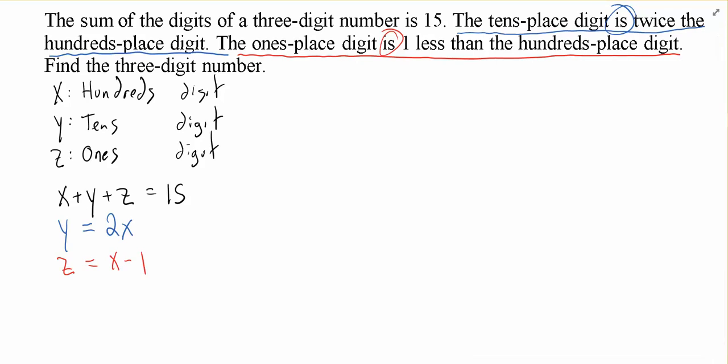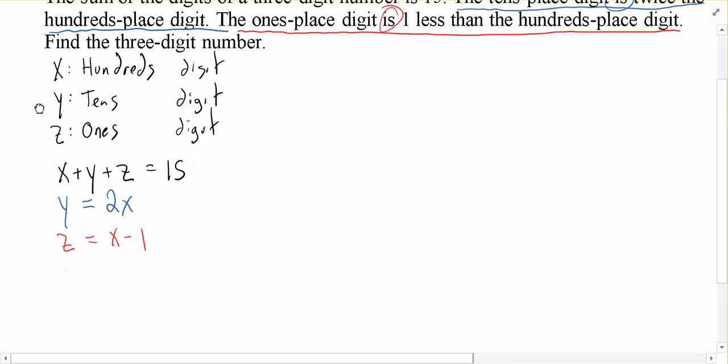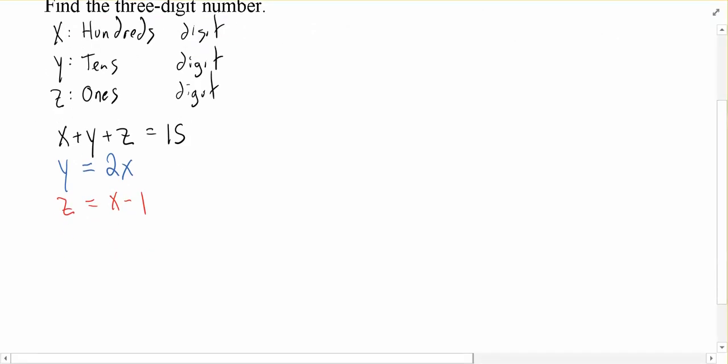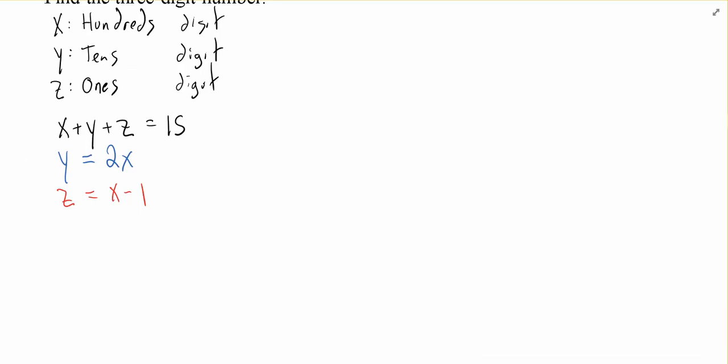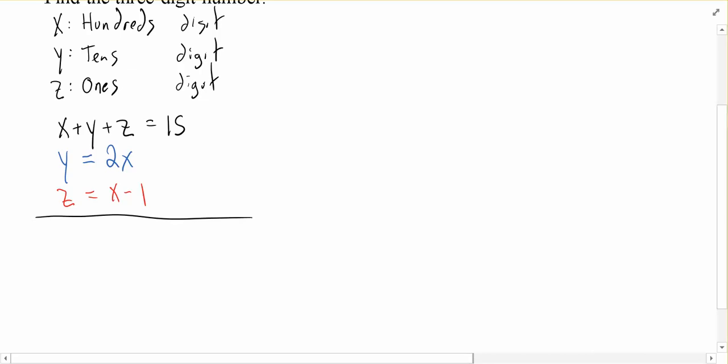Now this particular problem is really simple to solve because we have a y equals and a z equals, and both of those are in terms of x. So this would actually be a really easy problem for substitution: I can substitute both of these into the first to get x plus 2x plus x minus 1 equals 15. Now I'm not actually going to do that because I want to show you how we're going to do most of these systems that have three equations, three unknowns. That way you're prepared for anything, not just this special case.